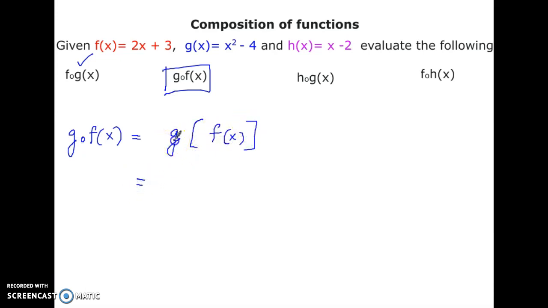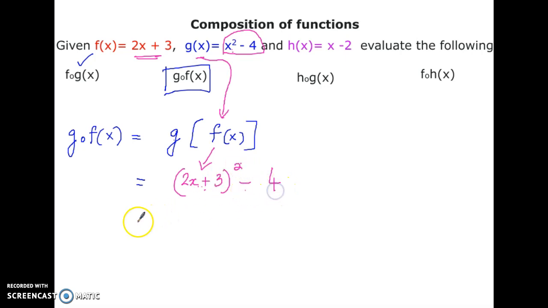And then in the rule of g, we're looking at the first function g. In the rule of g, we are going to change the x. Instead of x, we're going to substitute f of x. So the rule for g says x square minus 4, right? In this rule, instead of x, we're going to plug in f of x. What do we have for f of x? It's 2x plus 3. So we write 2x plus 3 the whole square minus 4.